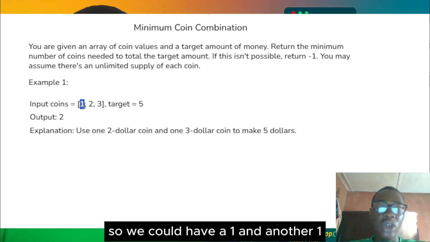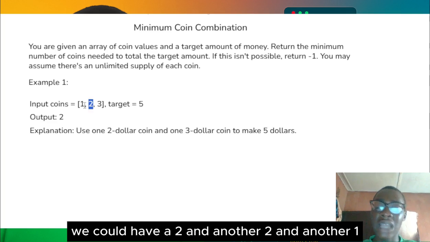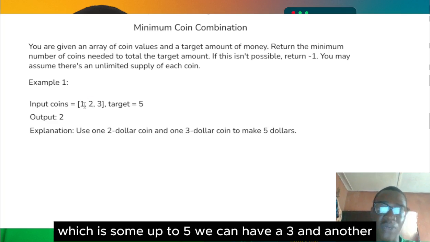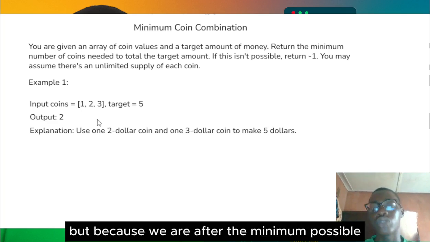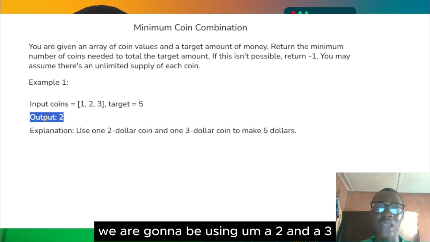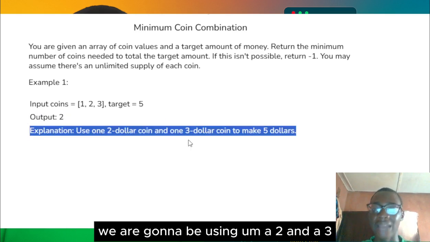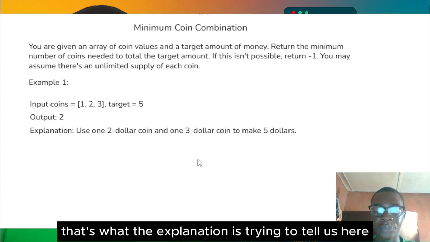So we could have a 1 and another 1 and another 1 up to 5. We could have a 2 and another 2 and another 1, which will sum up to 5. We can have a 3 and another 1, which sums up to 5, right? But because we are after the minimum possible number of coins that is going to total this target, we are going to be using a 2 and a 3. So that's what the explanation is trying to tell us here.